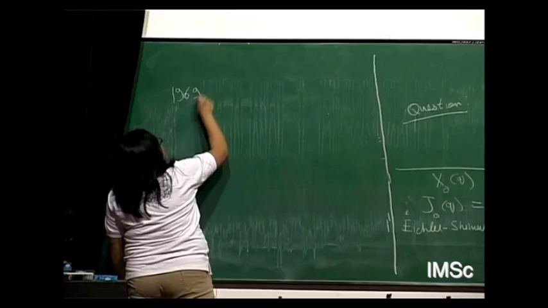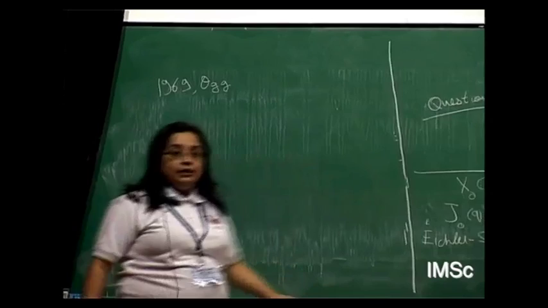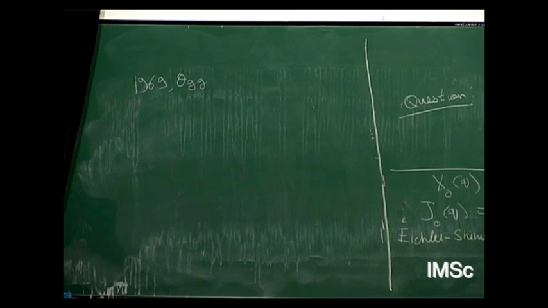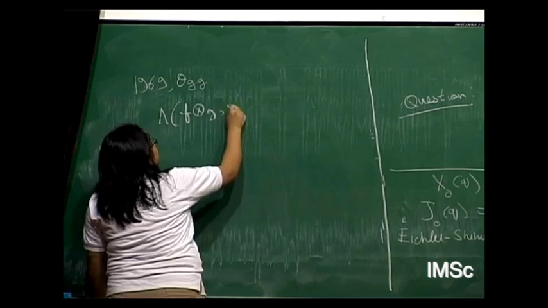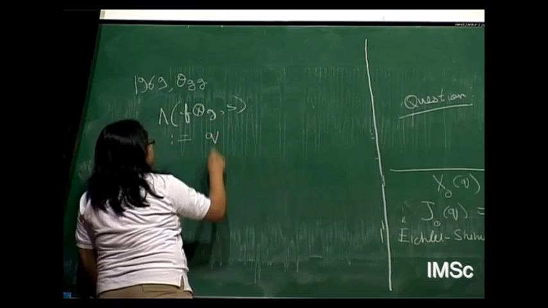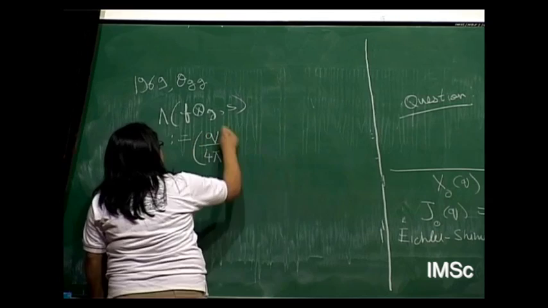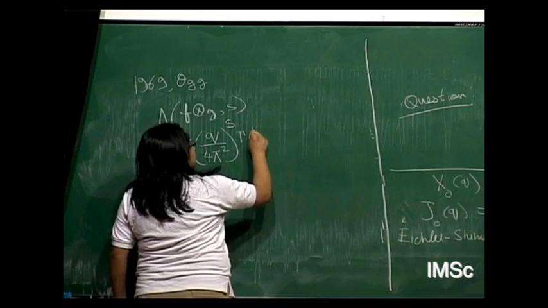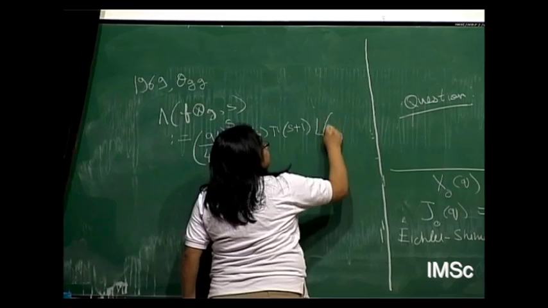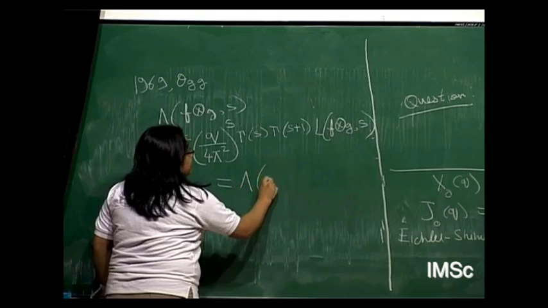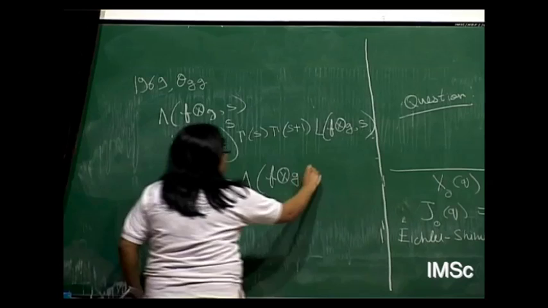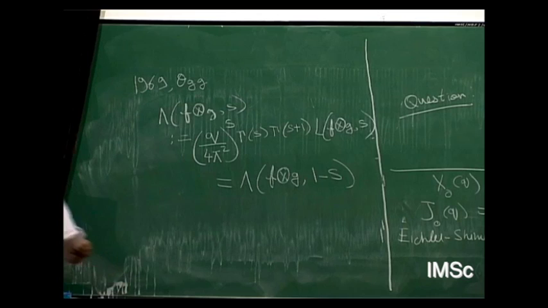Okay, and in 1969, Ogg derived the functional equation for the Rankin-Selberg L functions, which tells us that if you define lambda of f times g of s as q over 4 pi squared raised to the s times gamma of s times gamma of s plus 1 times the Rankin-Selberg L function, this whole thing turns out to be exactly equal to lambda of f times g at 1 minus s. Okay, this is very important for us. We will be using the functional equation.